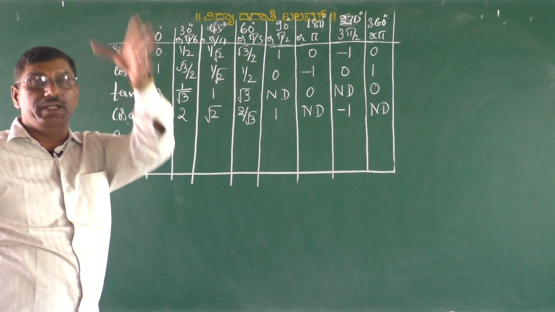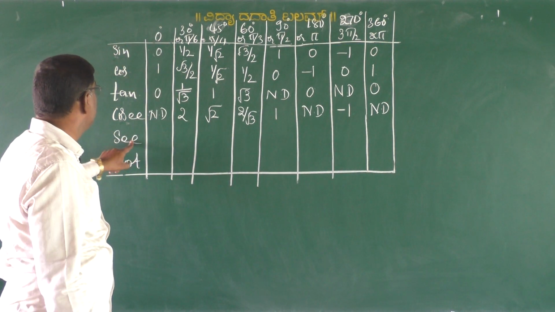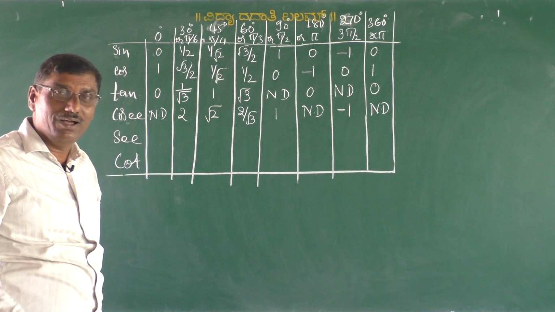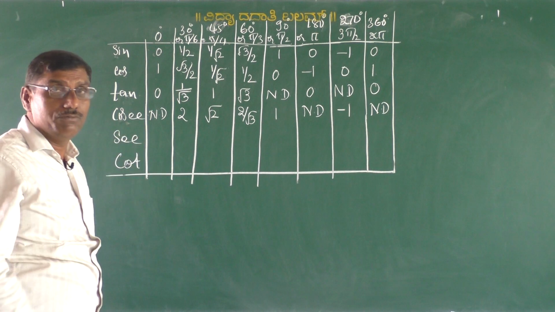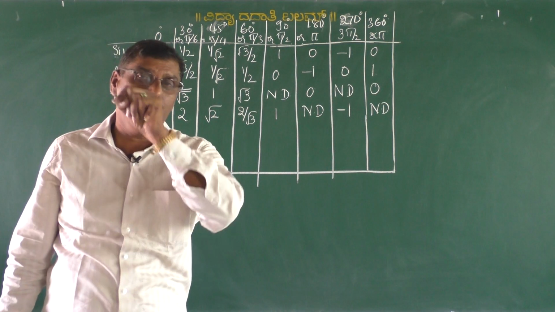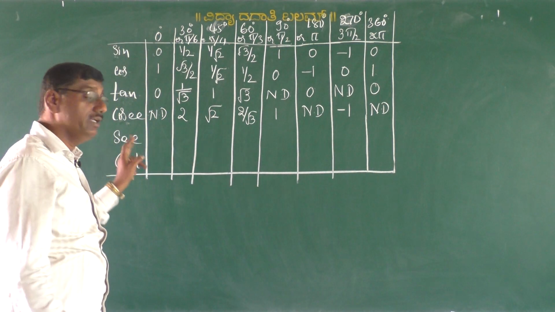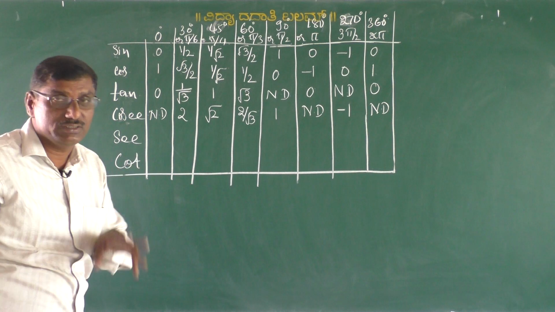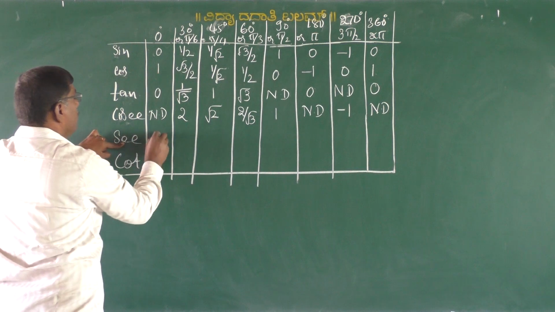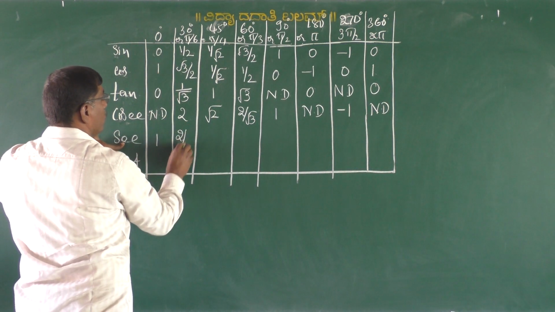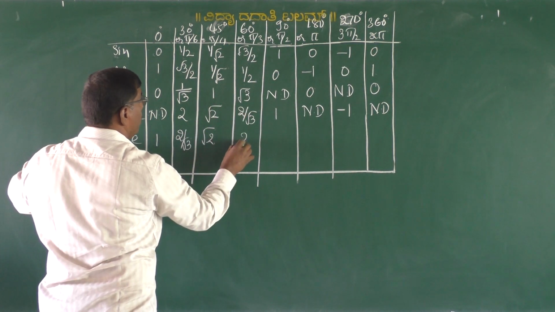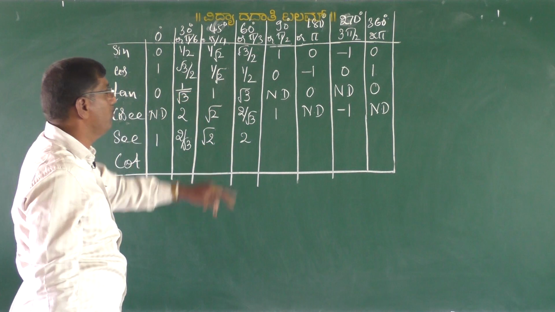Next, secant. This is the reciprocal of cos, isn't it? We know the formula: cos x into secant x is equal to 1. From that, secant x can be written as 1 by cos x. From that relation, we can write secant: 1 by 1 is 1. This is 2 by root 3. This is root 2, my dear students. This is 2, my dear students, because of the reciprocal of cos.